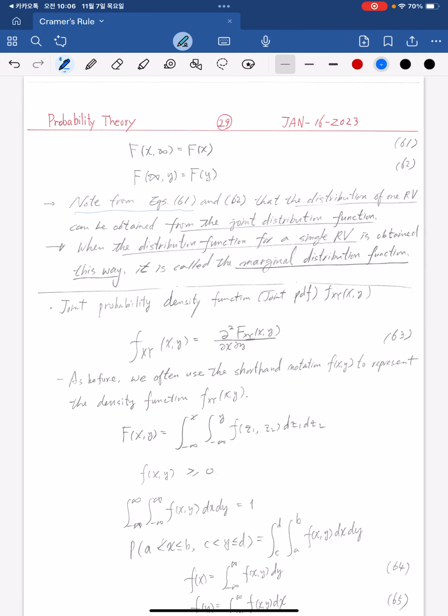Now note that equation 61 and 62 that the distribution of RV can be obtained from the joint distribution function. F X 무한대, F 무한대 x가 무한 가져가는 F Y. When the distribution function for a single RV is obtained this way, it is called marginal distribution function.